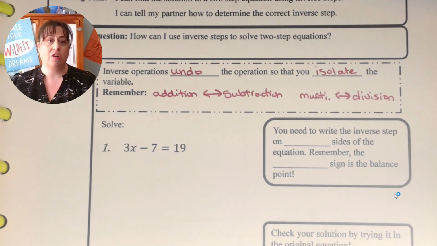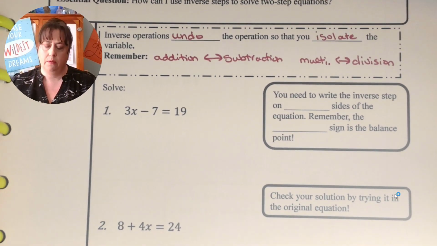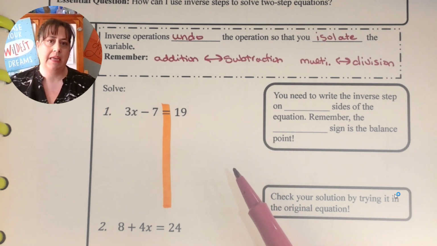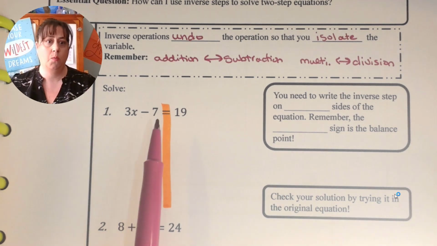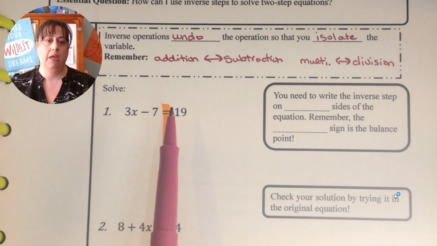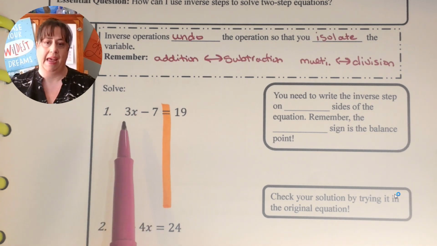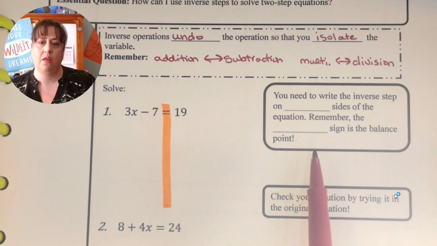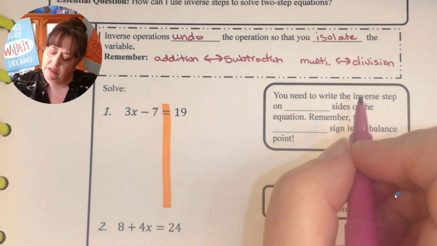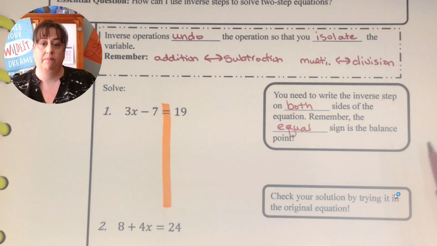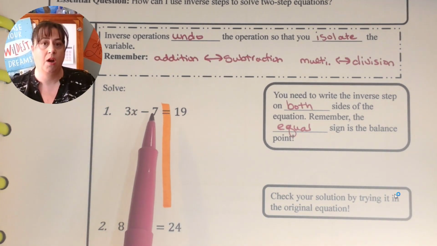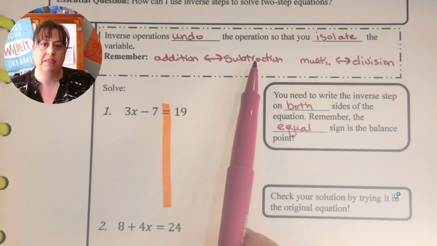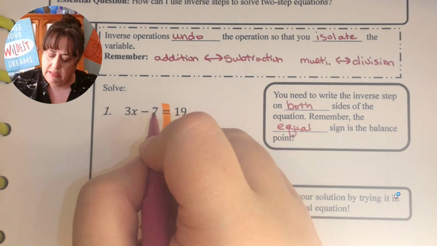So before we even start our problem, we are going to put in our road. So going back to our tape diagrams, remember before we can use the variable, we had to get it down to just the variable. So we know that we need to move the 7 before we can mess with the 3x. So you need to write the inverse step on both sides of the equation. Remember the equal sign is the balance point. Both sides of the equation, balance point. So we know from our tape diagram that we need to move this -7. So if it was subtraction, we are going to add to both sides.